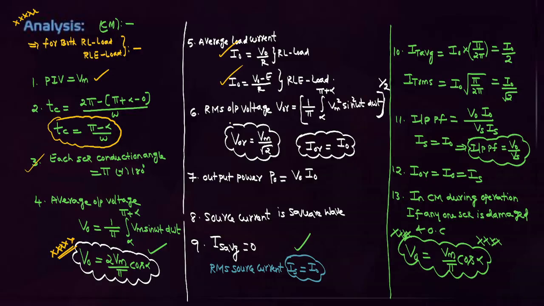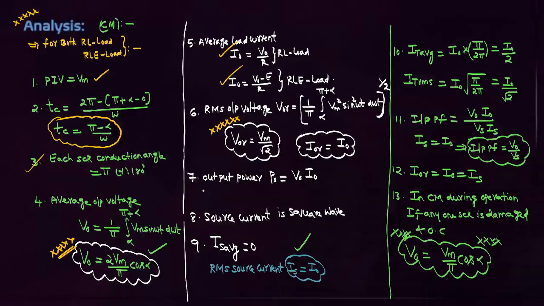What is the RMS output voltage? This is a very important 5-star gunshot question. This is the expected model. In a full wave rectifier in continuous mode of operation, simply remember the RMS voltage is equal to Vm by root 2. There is no firing angle in it. By simplifying, we get RMS voltage equal to Vm by root 2.